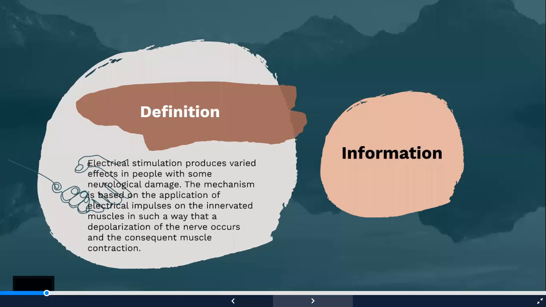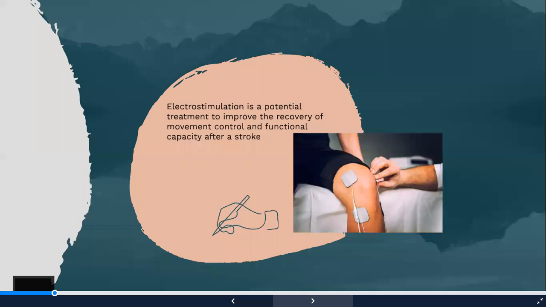Information. Electrostimulation is a potential treatment to improve the recovery of movement, control, and functional capacity after a stroke.